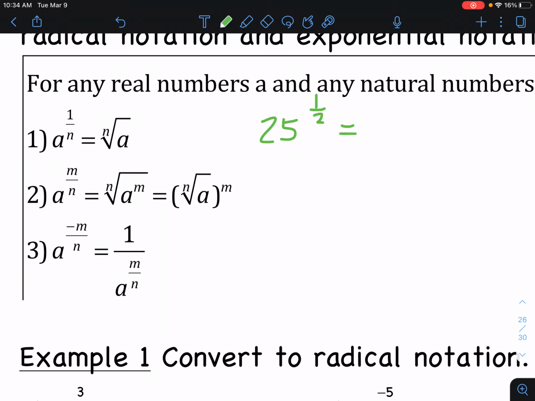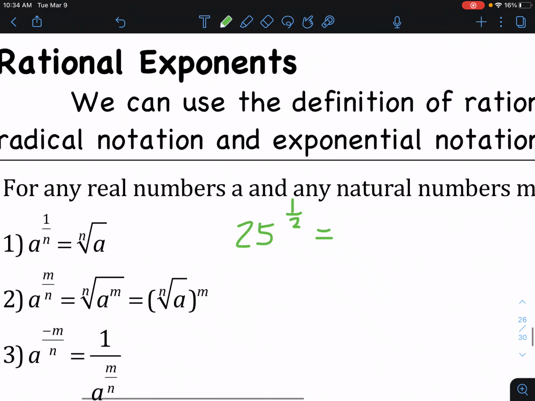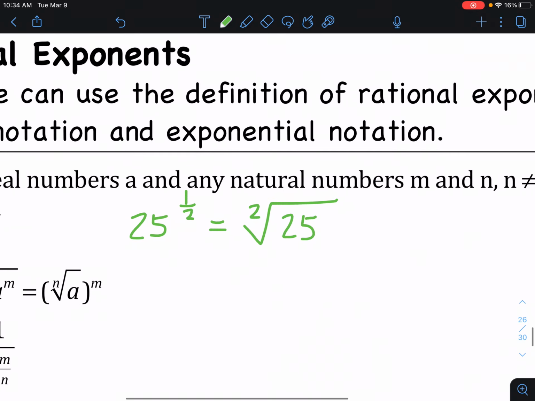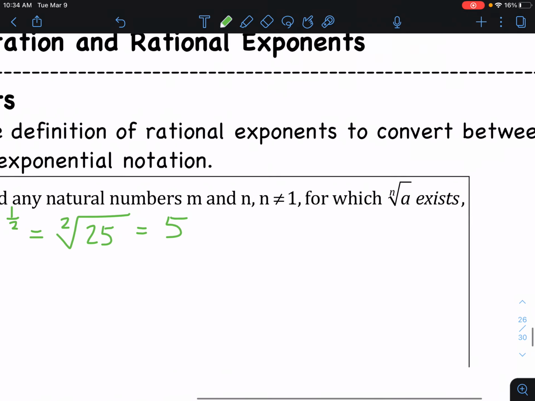Very confusing, right? But if you convert it over to a radical, the denominator becomes the index, and then you don't need the 1 when it's a numerator. So what it turns into, of course, when it's a 2, is the square root of 25, which is 5. So you can use these properties to your advantage to help you solve problems easier.